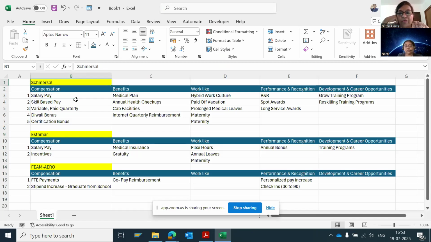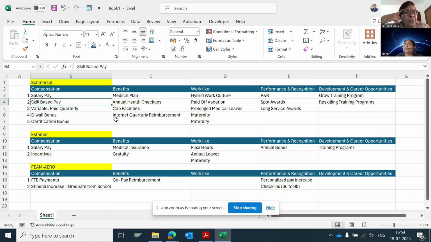Since we are manufacturing and IT together, we follow a lot of manufacturing and IT. So we actually provide the salary pay. Then we have this skill-based pay, which is about reskilling, which we normally do for our employees.